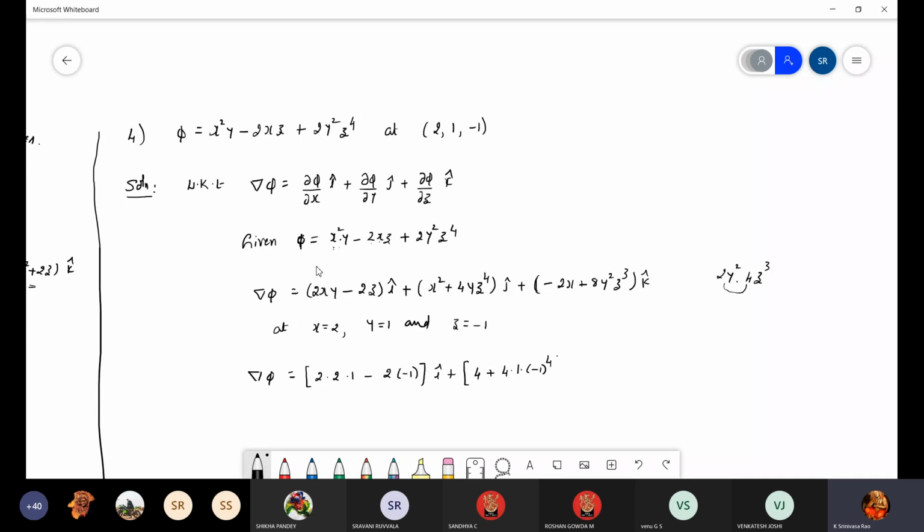So it is plus only, plus 1 only, j cap, plus minus 2 times x is 2, plus 8 times y square is 1 square is 1, into z is minus 1 cube, into k cap. So what you will get? Yes, 6 i cap plus 8 j cap minus 12 k cap.